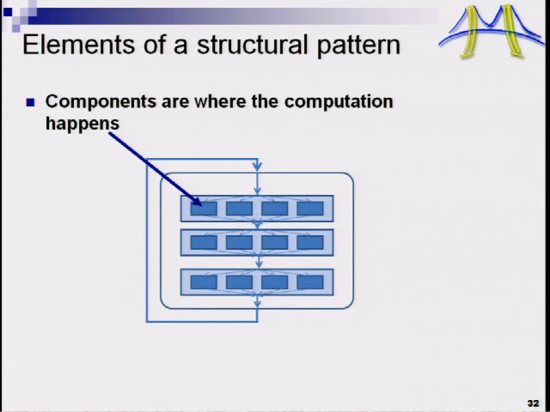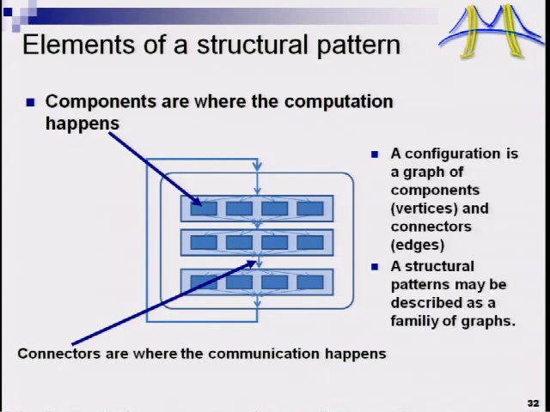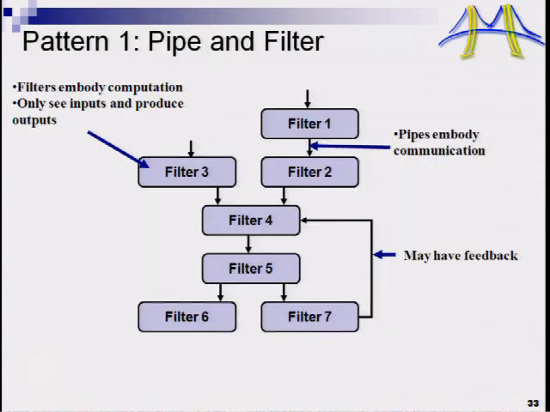Okay, so just to work on our vocabulary a little bit. In a structural pattern, and for those of you who are familiar with the literature, this is right out of architectural styles. Components are where the computation happens. Connectors are where the communication happens. And a configuration, if we think of these as vertices and edges, is just a particular graph, an incarnational graph. And a structural pattern can be described as a family of graphs. So it's not a graph, but it's a whole family with common characteristics.